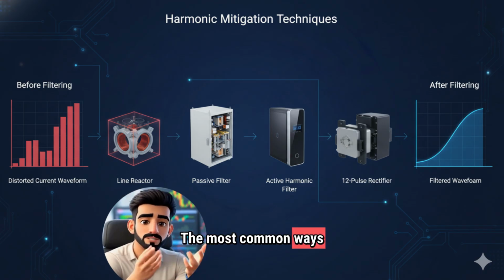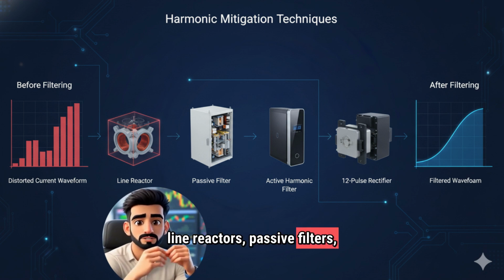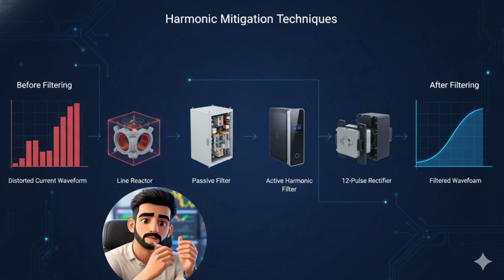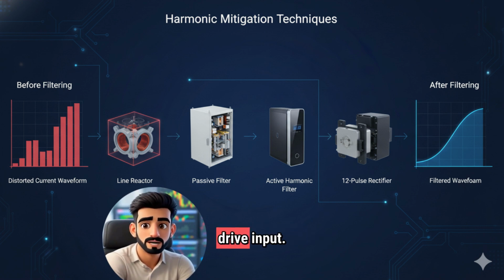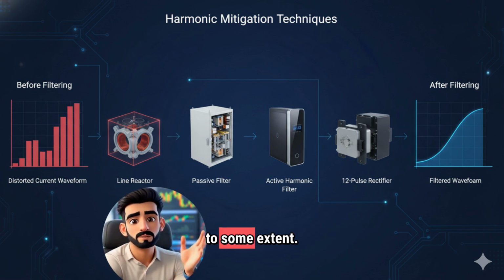The most common ways to reduce harmonics are line reactors, passive filters, active filters, 12-pulse and 18-pulse rectifiers. A line reactor is basically an inductor that is installed on the drive input. It slows down the rise and fall of current, which reduces distortion to some extent.